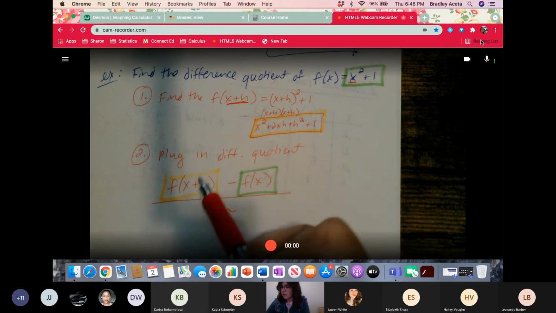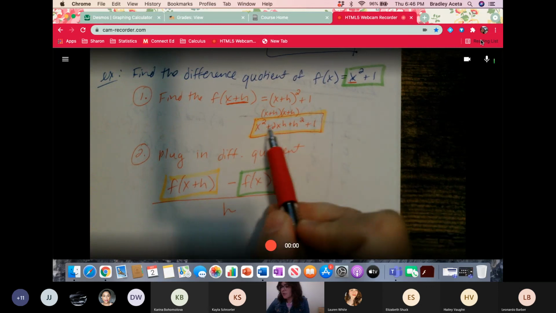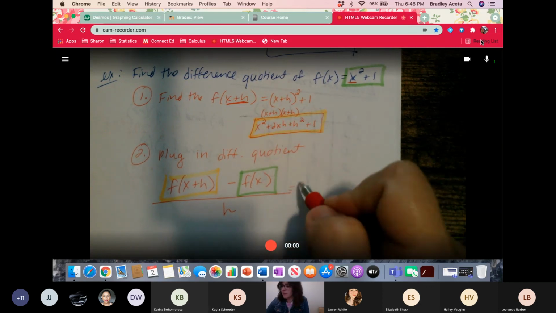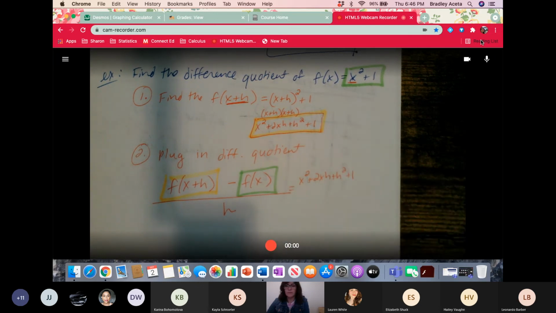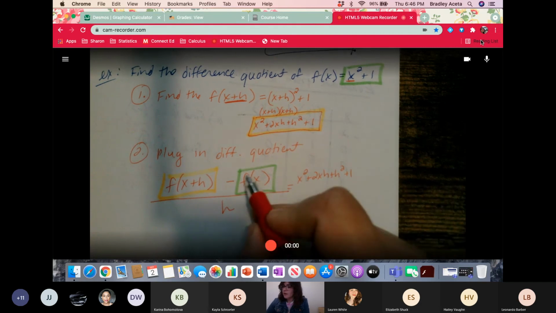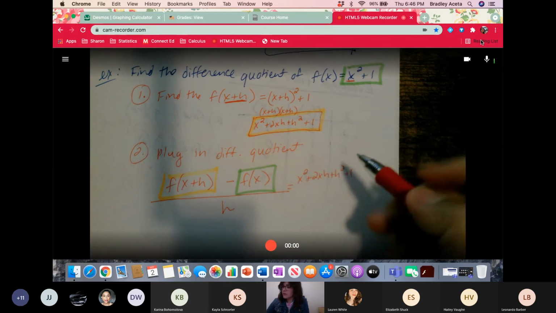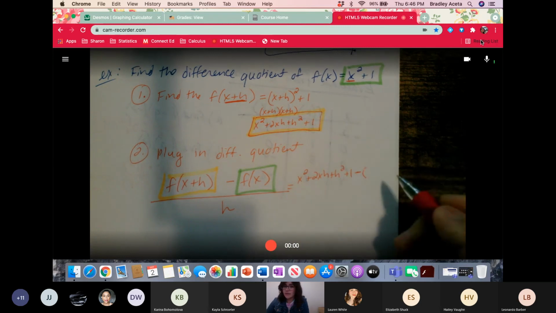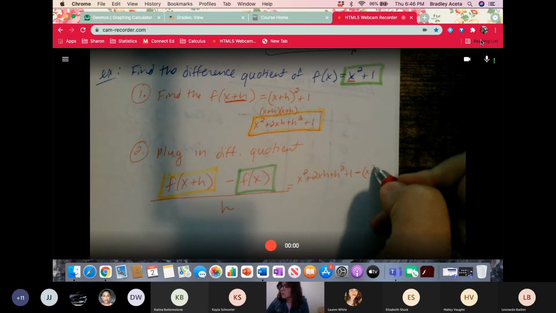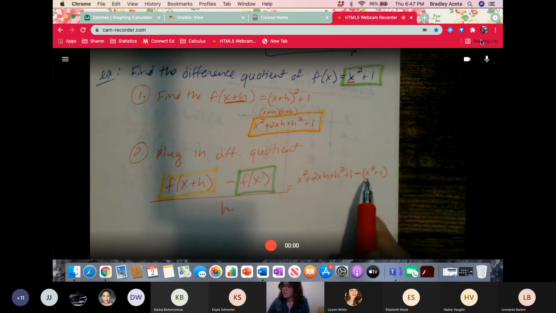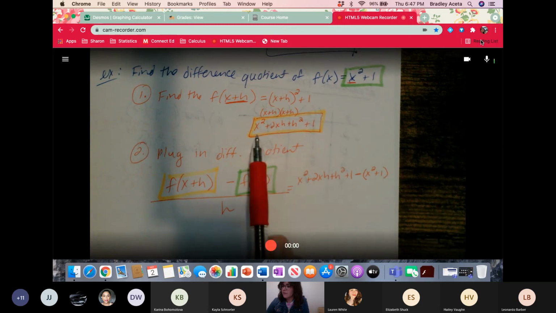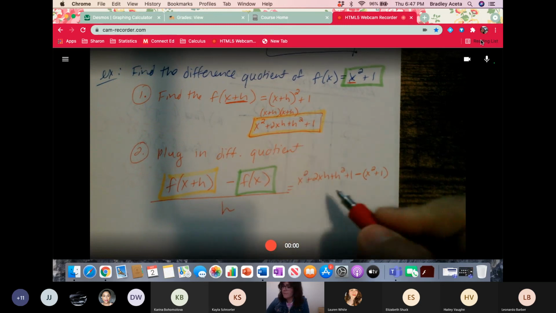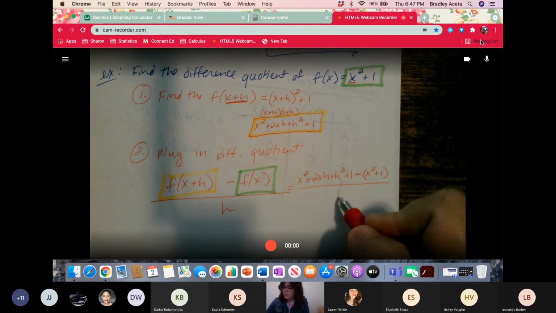Okay, so in my orange highlighter, instead of f of x plus h, I'm going to replace it with x squared plus 2xh plus h squared plus 1. F of x, I'm going to replace it with my green equation. So I'm going to write minus parentheses, that's important because we're going to have to distribute, x squared plus 1. So that right there is my f of x. That right there is my f of x plus h that I just found. And then the whole thing goes over h.